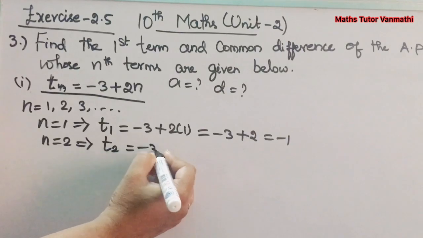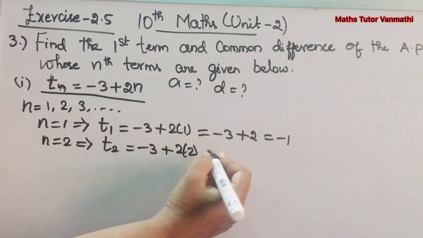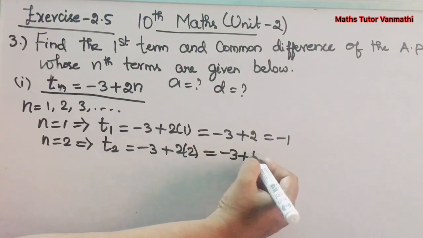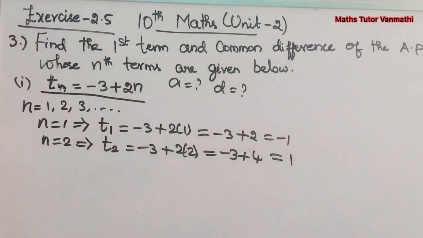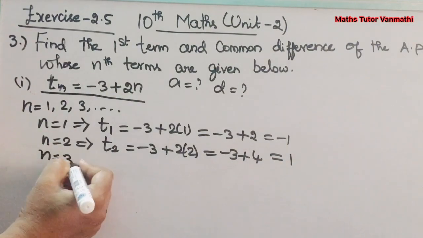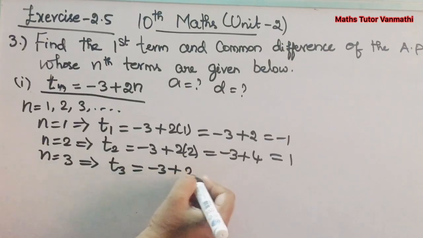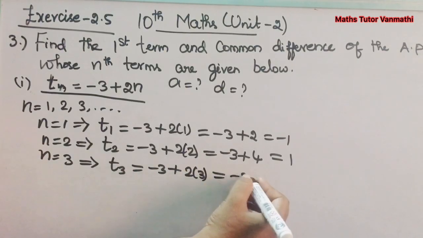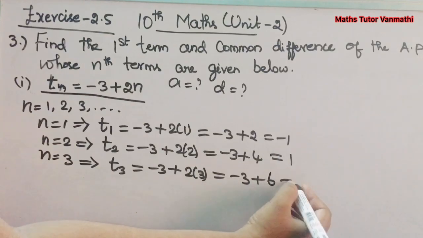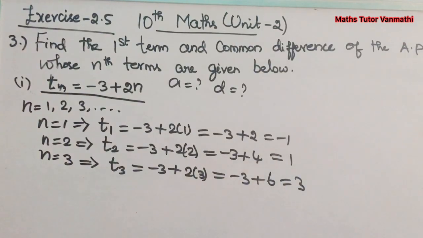T2 equal to minus 3 plus 2 into 2. You get minus 3 plus 4, 4 minus 3, 1. Next, n equal to 3. You get T3 equal to minus 3 plus 2 into 3. You get minus 3 plus 2 3s are 6. 6 minus 3, 3. Clear?